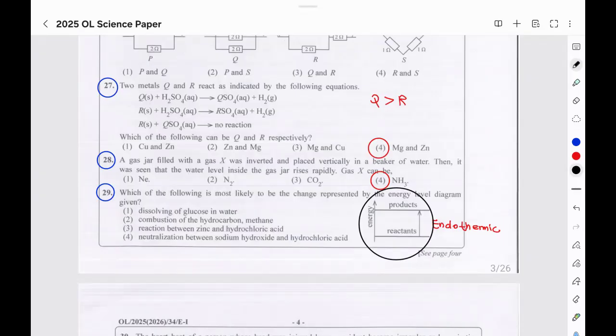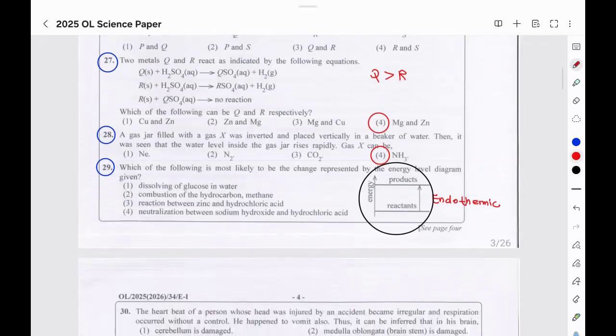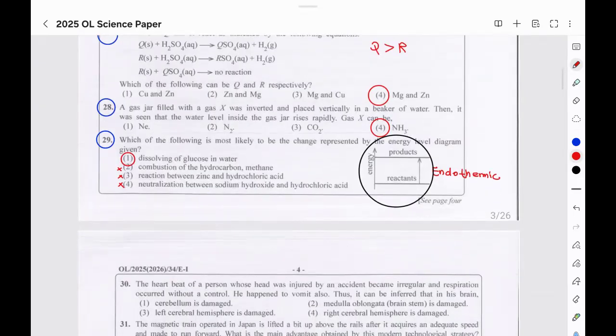Combustion of hydrocarbon methane is exothermic. Reaction between zinc and hydrochloric acid. Magnesium and HCl, magnesium is a metal. Zinc is also a metal. They are exothermic reactions. Neutralization between sodium hydroxide and hydrochloric acid. Children, I told you all the acid-base reactions are what? Exothermic reactions. So the second one, third one, and the fourth one are exothermic reactions, but the first one is endothermic. So therefore, the MCQ number 29 answer is the first one.